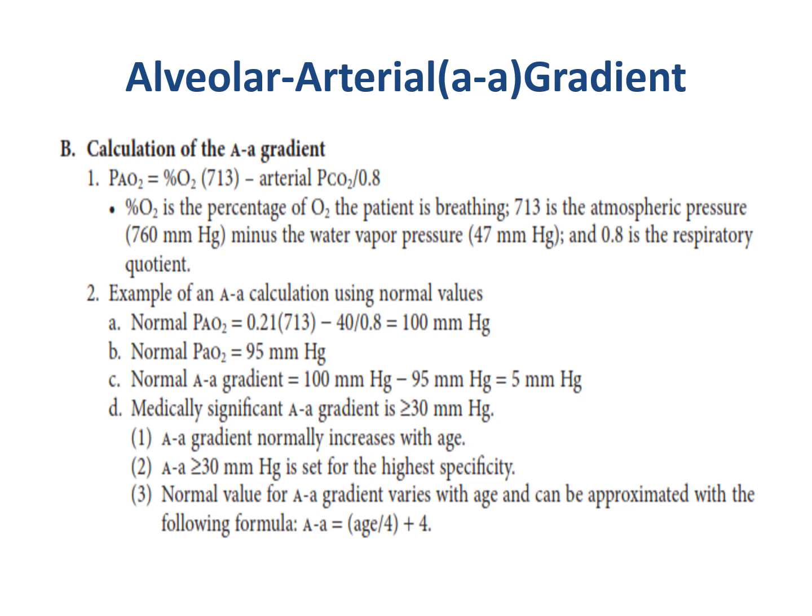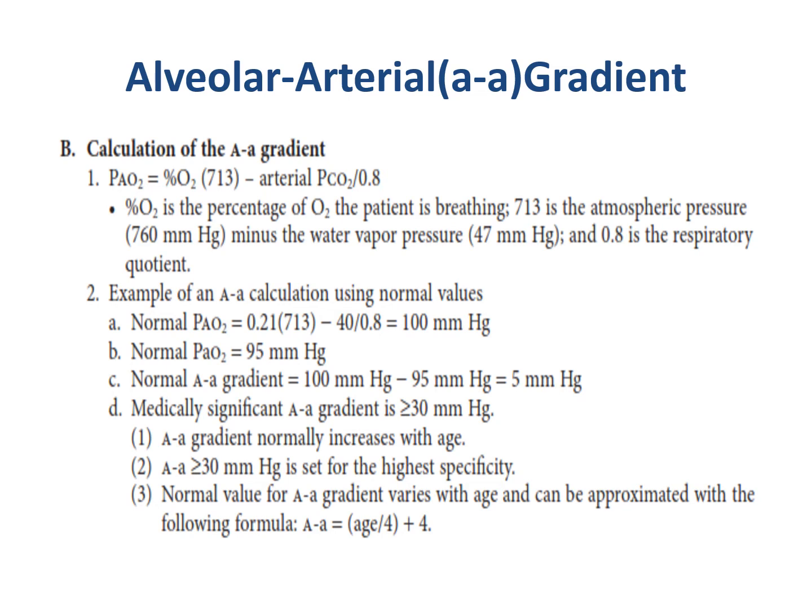Example of an AA calculation using normal values. Normal alveolar PO2 equals 0.21 times 713 minus 40 over 0.8 ratio, which equals 100 millimeters mercury. Normal arterial PO2 equals 95 millimeters mercury. Normal AA gradient is 100 millimeters mercury minus 95 millimeters mercury, which equals 5 millimeters mercury.